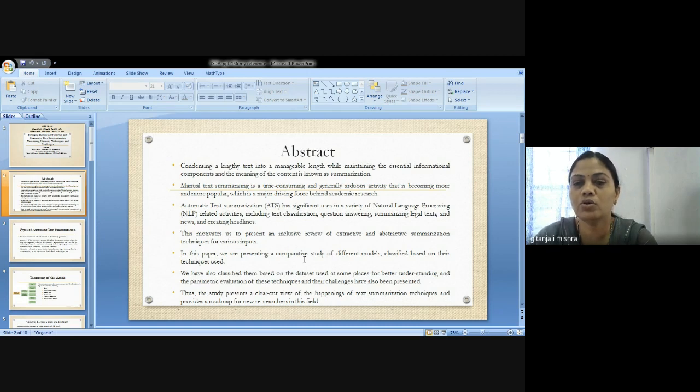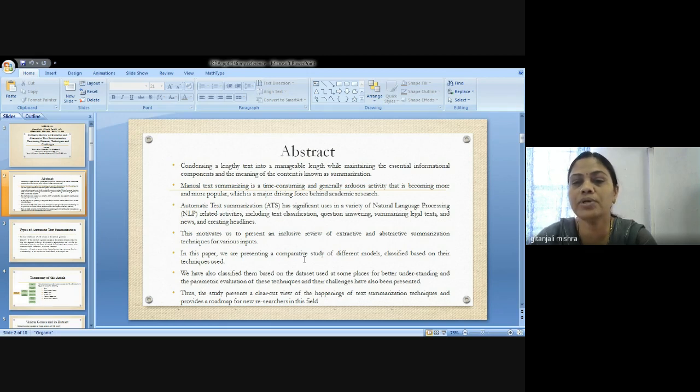This automatic text summarization uses natural language processing, that is NLP. So why are we using natural language processing? Because it has many characteristics or features like text classification, question answering, summarizing legal text and news, and creating different headlines. So this is the paper which we are presenting.